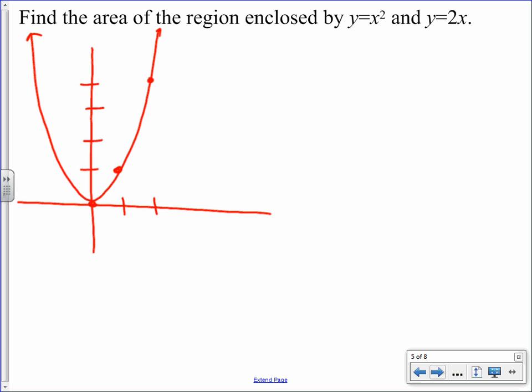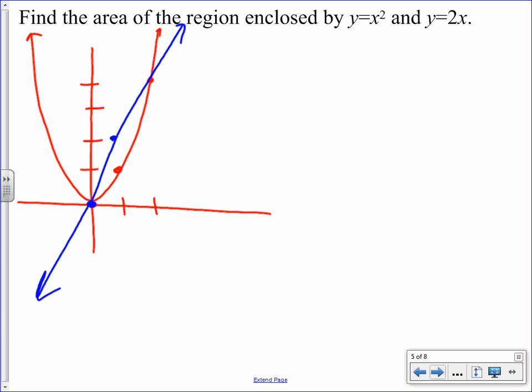What are the coordinates for y equals 2x? We have 0, 0, 1, 2, 2, 4. It's a really bad line.